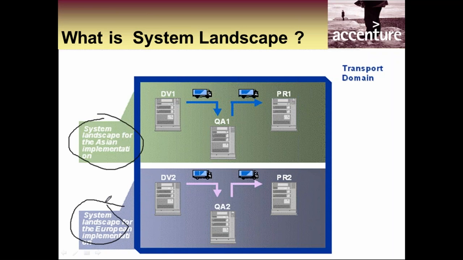Landscape is nothing but a grouping of systems. What systems are there? Development system, quality system and production system, for Asian and European also: development system, quality system and production system. So the systems are common and the arrangement is the same. Just the naming convention is different. Remaining everything is common.